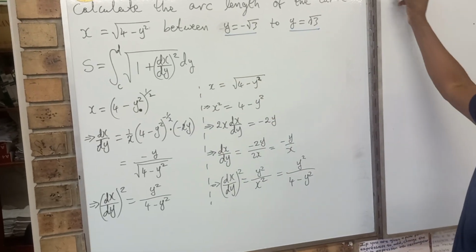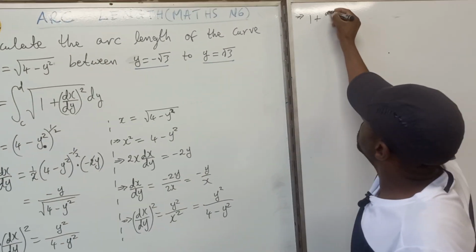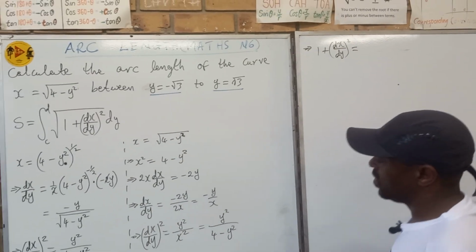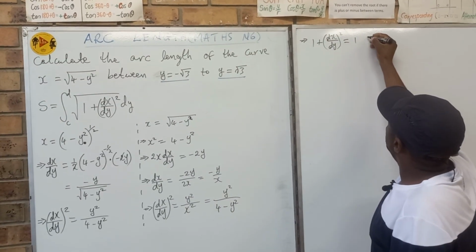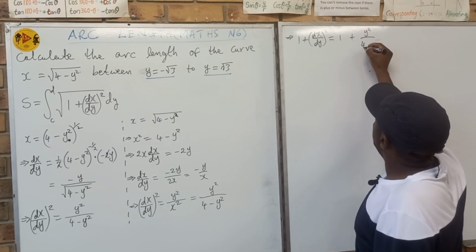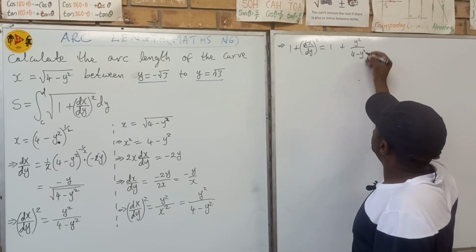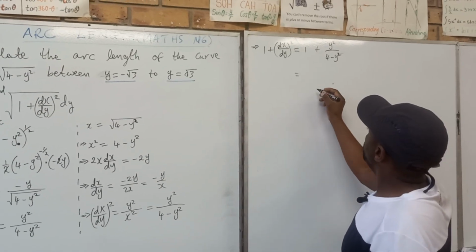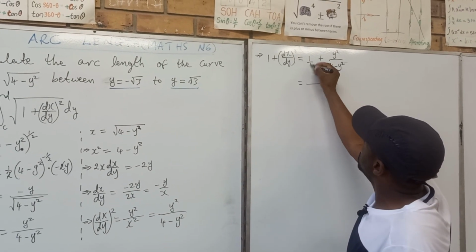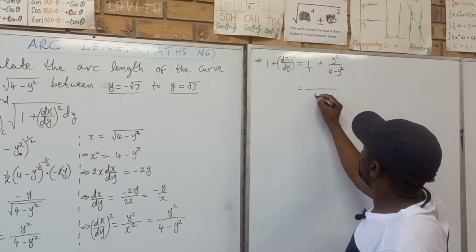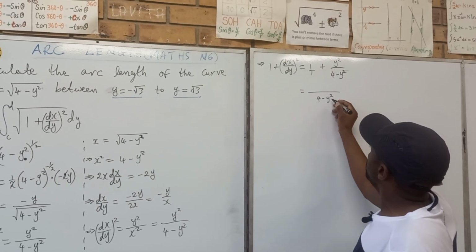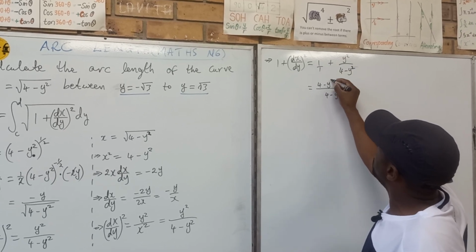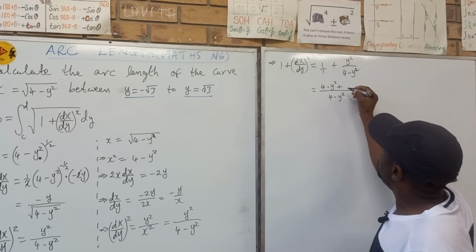We need to add 1 to it. So if we go to 1 plus dx over dy, all squared, that means we are taking 1 plus y squared over 4 minus y squared. To simplify that, 1 is like 1 over 1, so the LCD is 4 minus y squared. If you use the LCD, divide and multiply there, you get 4 minus y squared, followed by that positive sign.